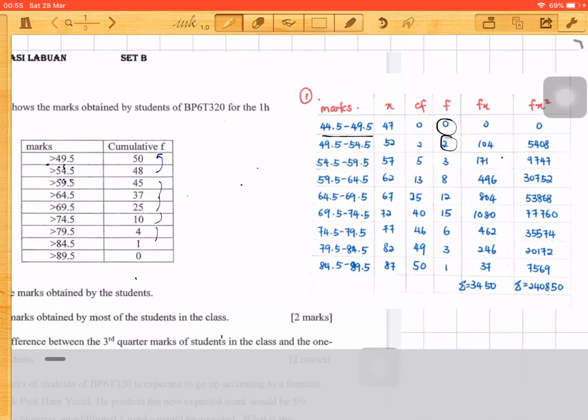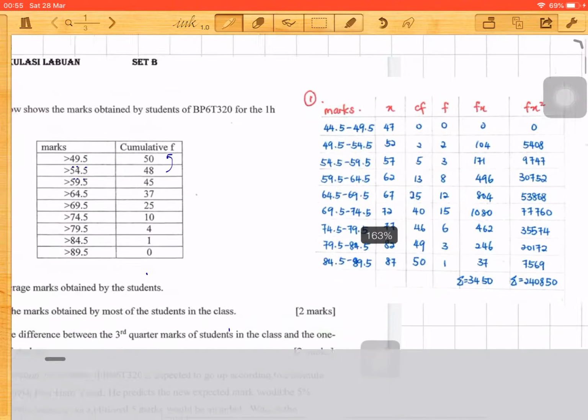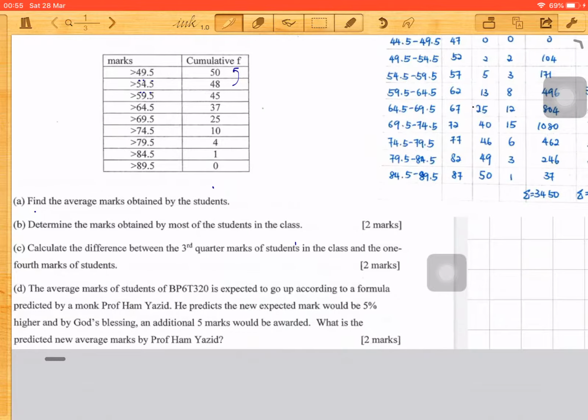You have to minus back until the end you get a total of 50, but at the end you get one person who gets 84.5 to 89.5 marks. So first, if you can understand this table, it will be very helpful for you to answer the other questions. If not, you actually cannot answer at all. Alright, if you don't understand, you can still contact me.